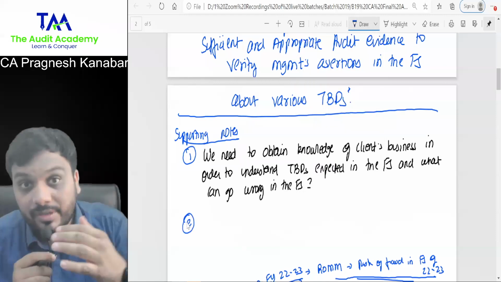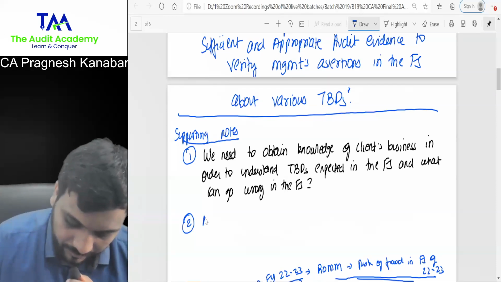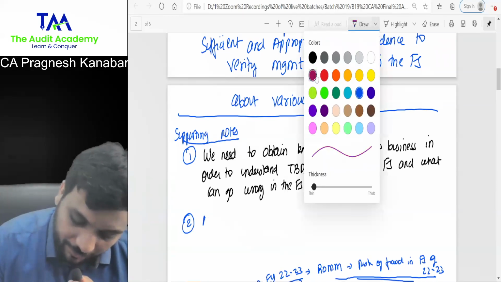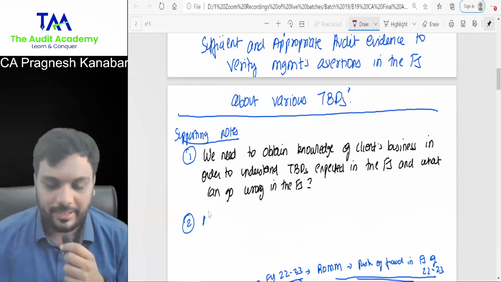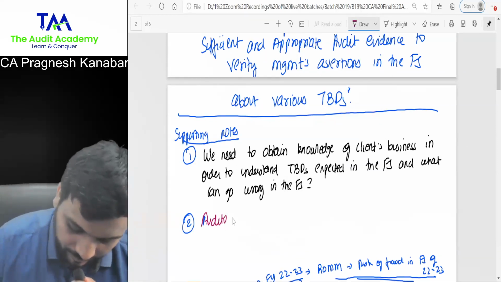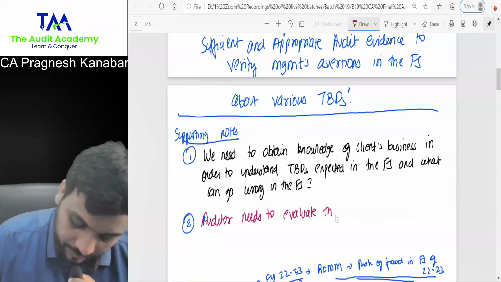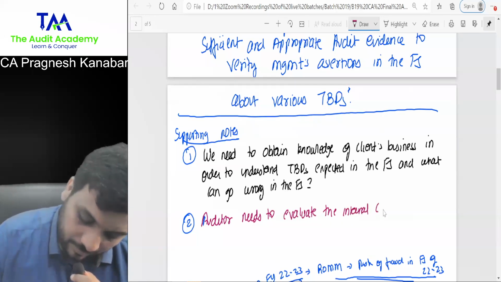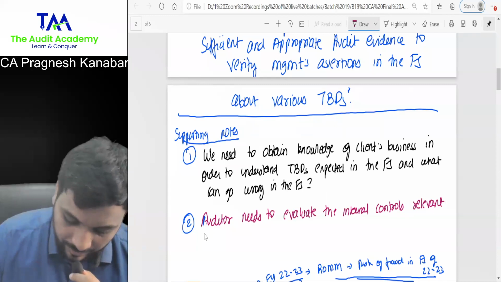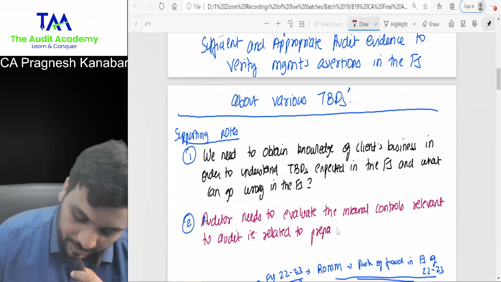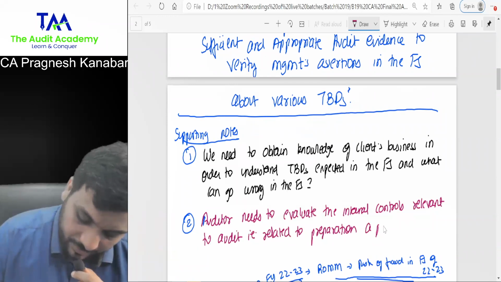Okay. Second note: about the accounting system and related internal controls. Write down. I'm just changing ink just for your focus. You need not change the ink so many times. Auditor needs to evaluate the internal controls relevant to audit, that is, related to preparation and presentation of financial statements.